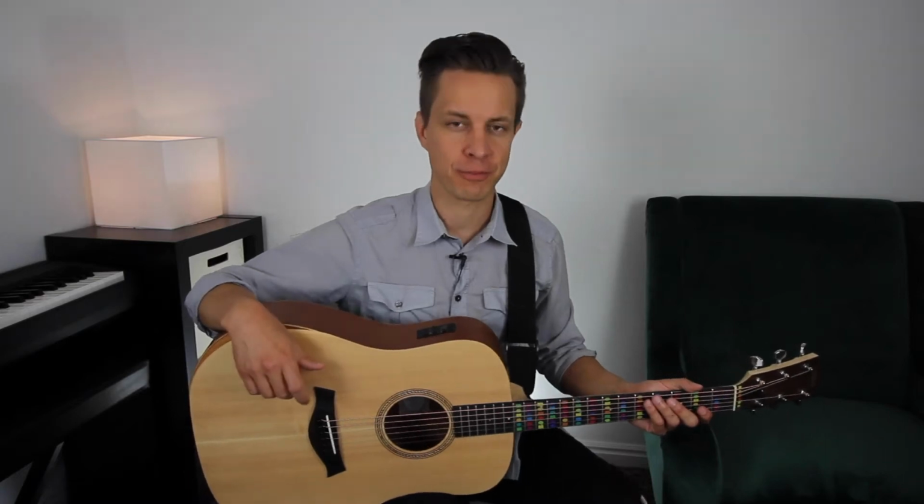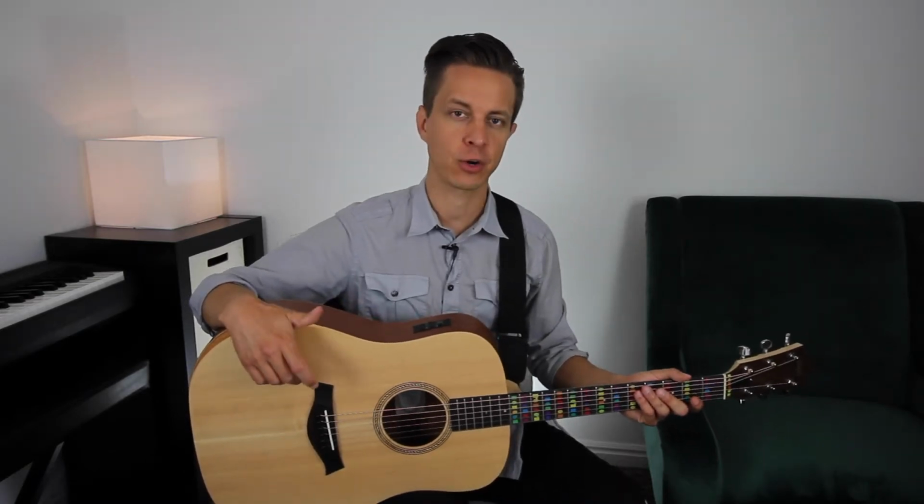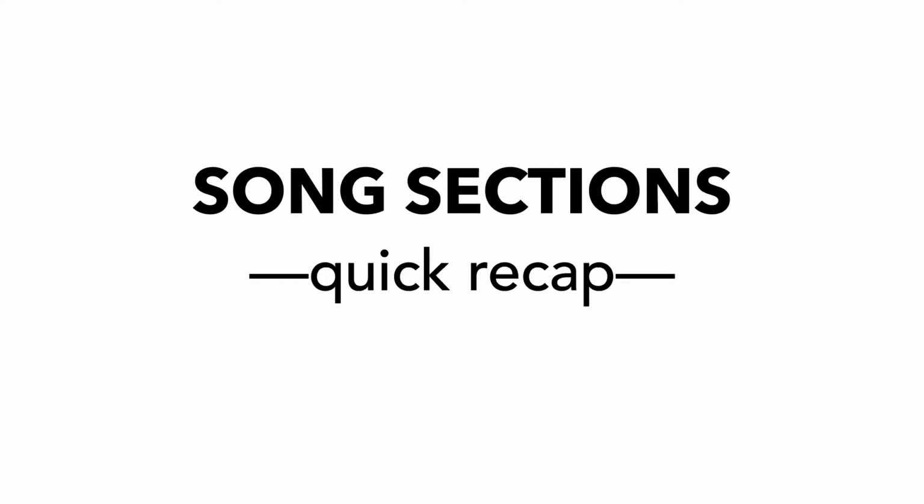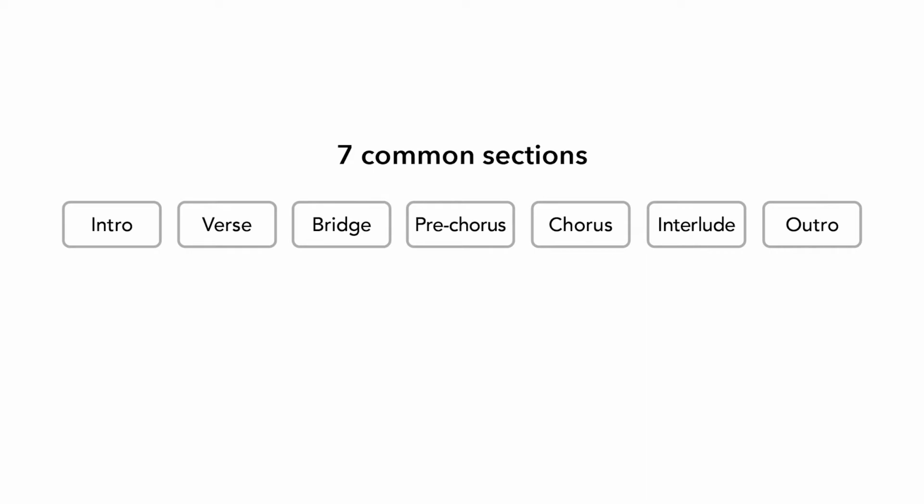Hey guys, this is video number 5 in the song structure series, where we are exploring the art of composition using song sections. So far in the series we've covered a bit of ground, so here's a quick recap. In total, there are 7 common types of song sections that musicians often use in various songs, including an intro, verse, bridge, pre-chorus, chorus, interlude, and outro.